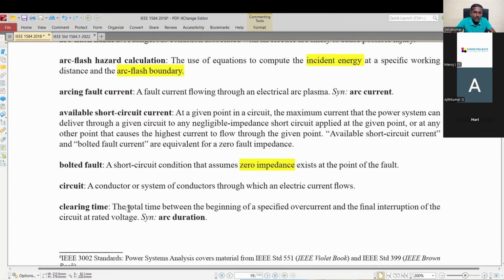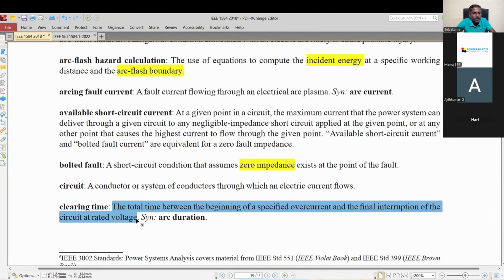What's the clearing time? This is the total time between the beginning of a specified overcurrent and the final interruption of the circuit at rated voltage. An event occurs, an arc or a fault occurs, and from the instant at which it has started till the instant at which the current becomes zero, that's basically clearing time.